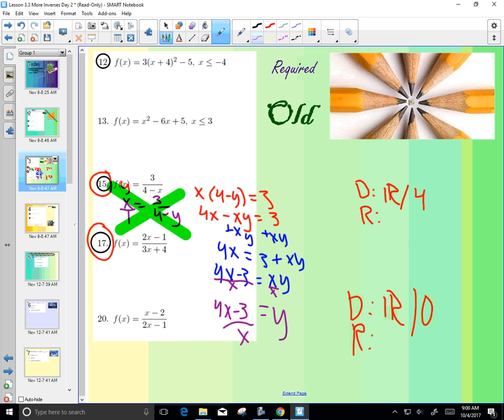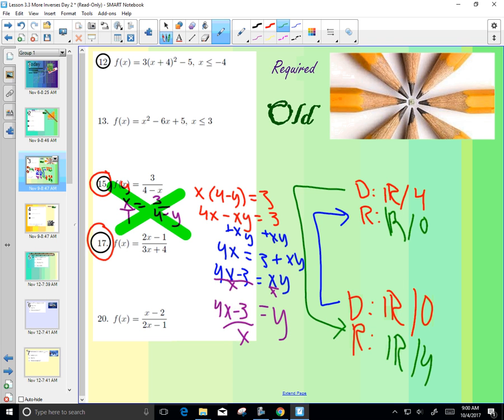I don't know. But I do know, because when you find the inverse, the domain of the inverse is the range of the function, and the range of the inverse is the domain of the function. So we can put all reals except 4 down here and all reals except 0 here. Isn't that slick? So this is why we do inverses, is because ranges are so hard to find. Here we could find those pretty easily. Are you okay with that?